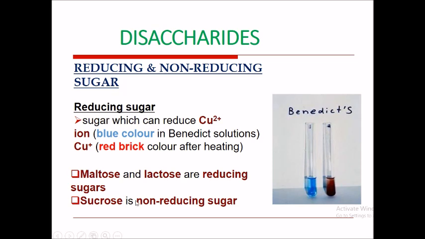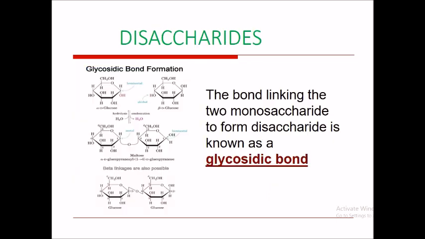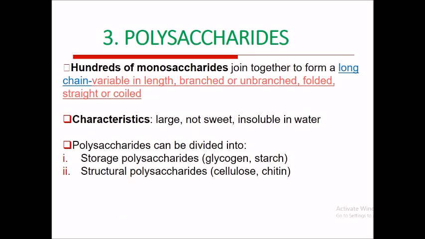Meanwhile, sucrose is a non-reducing sugar, in which it is not able to reduce the copper(II) ion into copper(I) ion. And as I mentioned earlier, the bond that links two monosaccharides through the process of condensation to form a disaccharide is known as a glycosidic linkage or glycosidic bond.